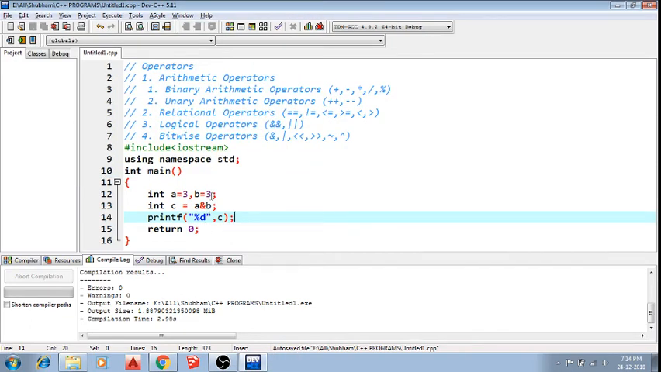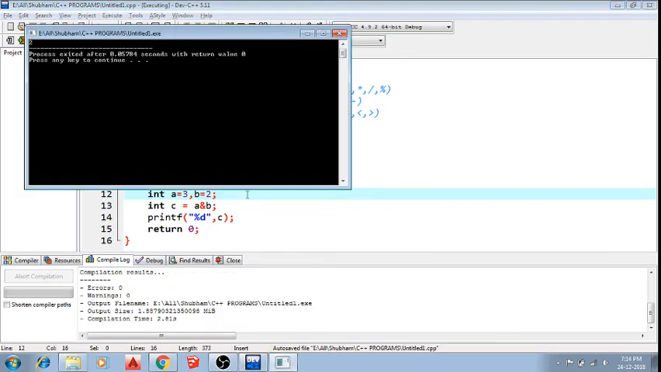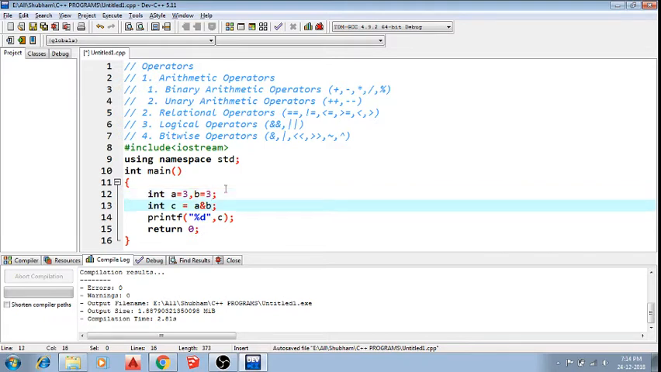For now, just take b is equal to 2. Save this, compile and run. What happens here? It is 2. So can you see that it gives you smaller numbers, but that is not always true. Okay, just take it as 3.